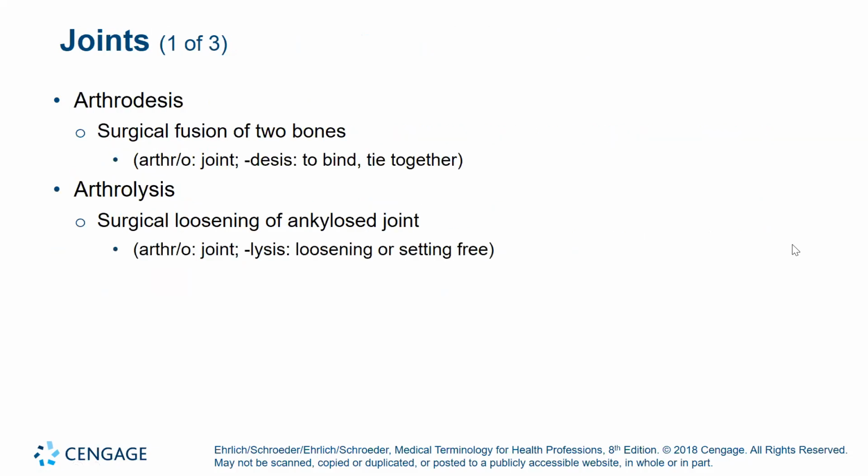Arthrodesis, let's take a look at this. It's one of the joints here. Arthros, joint, desis is to bind, tie together. So this is a surgical fusion of two bones. Arthrolysis is surgical loosening of an ankylosed joint. Arthro is joint, lysis is loosening or setting free.